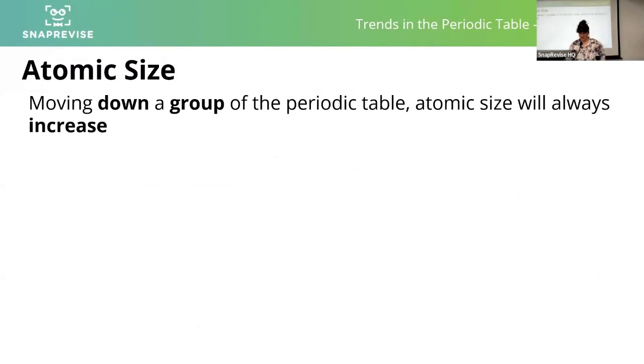Okay, let's have a think about atomic size then. So there's a lot of this theory that can be applied to all the other groups. We're obviously going to apply it to the context of group 7, but like I say, the theory is the same across the groups most of the time. So in this case, moving down a group of the periodic table, atomic size will always increase. So this is across the board. As you go down group 1, group 2, we'll ignore the transition metals for now, group 3, group 4, group 5, group 6, group 7, group 8, the atomic size will always increase.